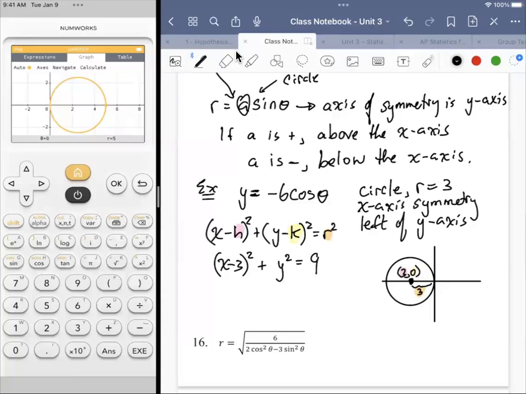All right. Now, I would even further this by saying, maybe I don't care about the actual equation in rectangular form. I just want the attributes so I can draw the picture. If I'm looking at something like y equals -6 cosine theta, and I know it's a circle, radius of 3, x-axis symmetry, and it's left of the y-axis, then I can just plot the circle and be done with it. If that's the ultimate question being posed, then why go further? All right. So just something to think about.